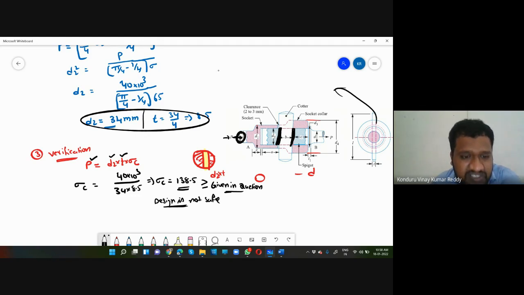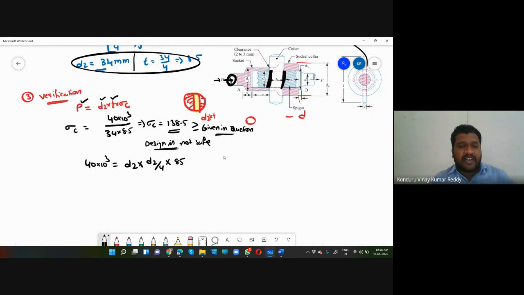That is, by using the same formula, 40 into 10 to the power of 3 is equal to D2 times T. We don't know the D2 value, but we know the T value in terms of D2, that is D2 by 4. Sigma C should not exceed 85 Newton per millimeter square. So just find the D2 value. Thereby D2 squared is equal to 4 into 40 into 10 to the power of 3 by 85.